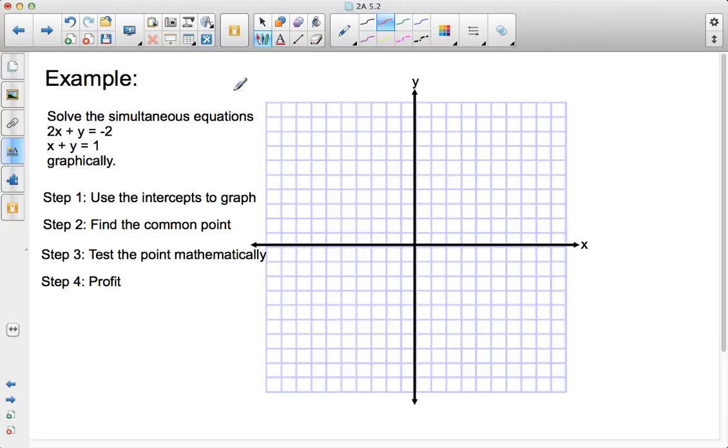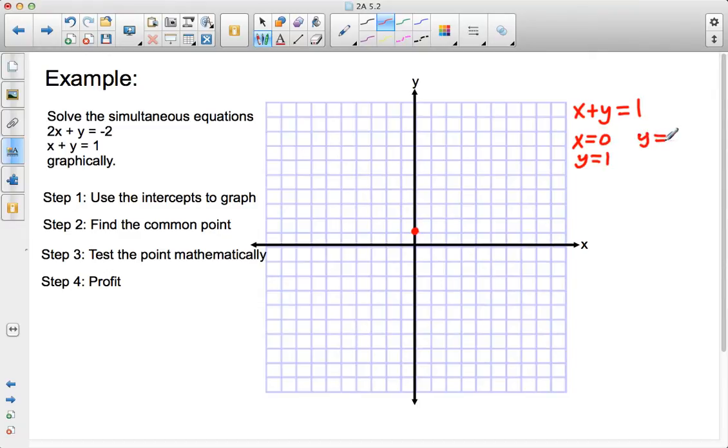I could create a random table of numbers and eventually I'm sure I could find solutions to both the equations. However, what I'm going to do is solve these simultaneous equations graphically. So the first thing I'm going to do is work with the equation x plus y equals 1. I'm going to graph this using the x and y intercepts. How can I do that? Well, set x to 0. If x equals 0, y equals 1. So I know my first point is about right there.